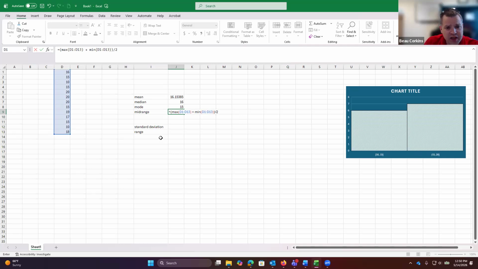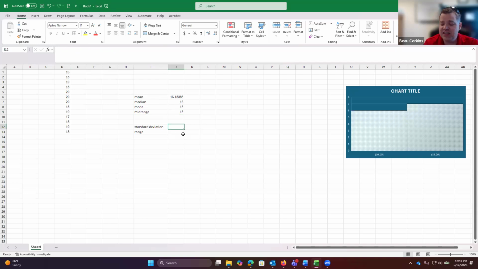Now be aware, we can do this. All right, I'm going to hit enter. And oh, it says the mid-range is 15. Looking at these numbers, what's the minimum? Oh, it's 10. What's the maximum? 20. 10 plus 20 is 30, divided by 2, oh, is 15. Right? So this calculation still works, but that's one that I could just do by hand as well.